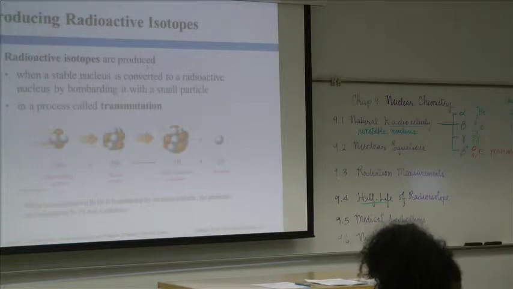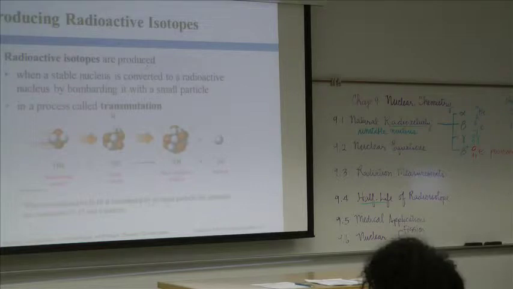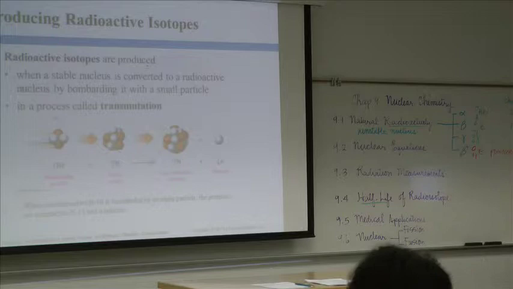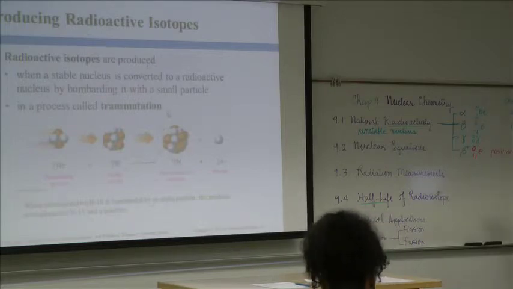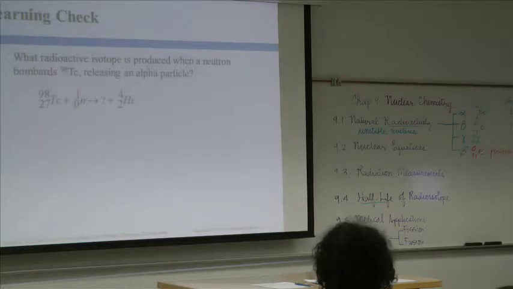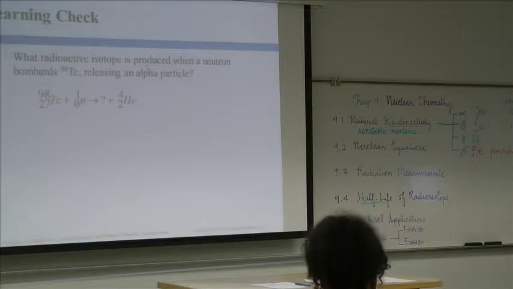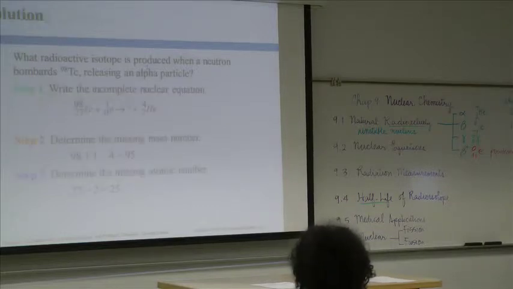So how do we produce radioactive isotopes? We use a process where we bombard a nucleus with a small particle, and that process is called transmutation. This definition doesn't seem to come out during the exam, so I didn't put it in our slides, but it's nice to know. So once again, I told you you won't get this type of question in the next exam, right?